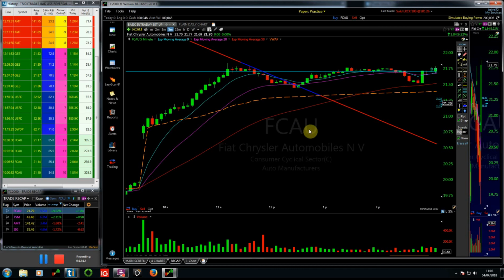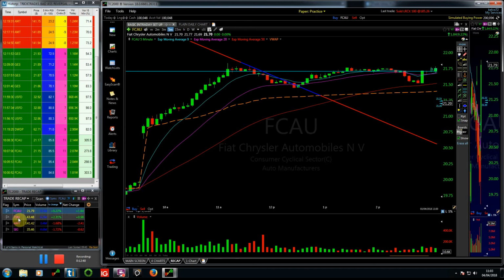So that was FCAU. Didn't work out great, but again, I'm glad I took the trade, because the signals to take the trade were all there. Like I've said before, it's important that you understand what these candles mean. And that was a real nice topping formation there. It was very unlikely to carry on going up after those candles, so I'm glad I took it. Just a shame it didn't work out.